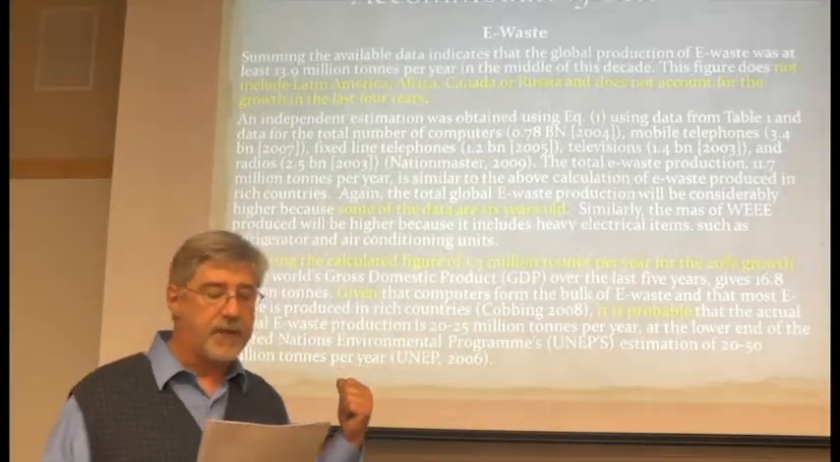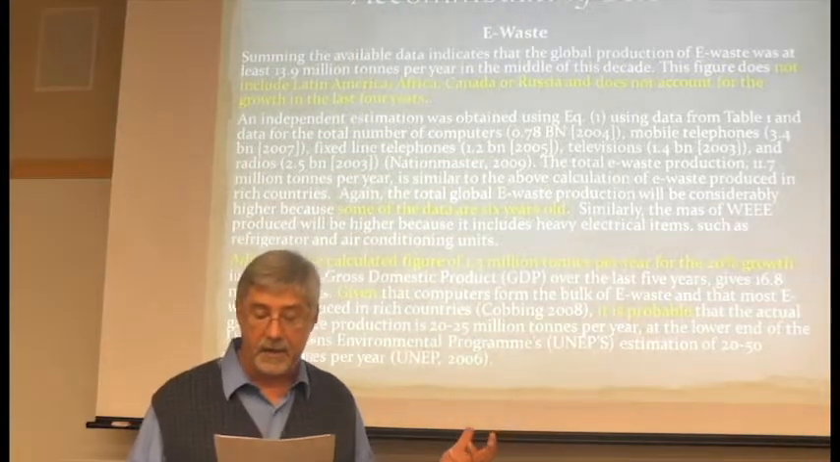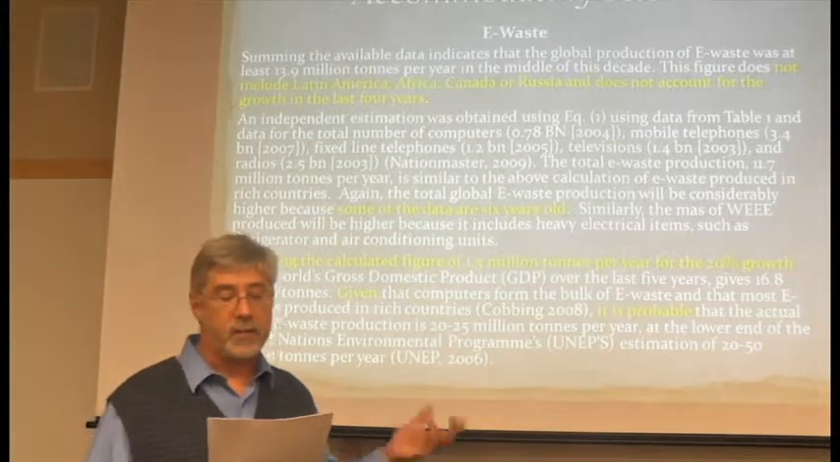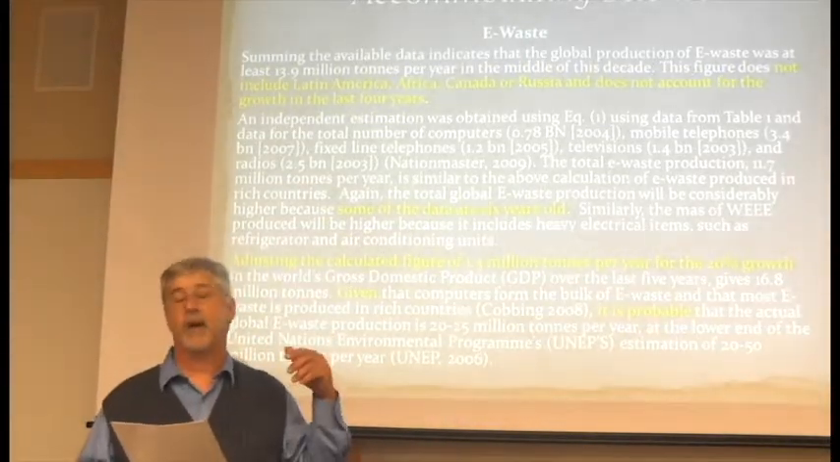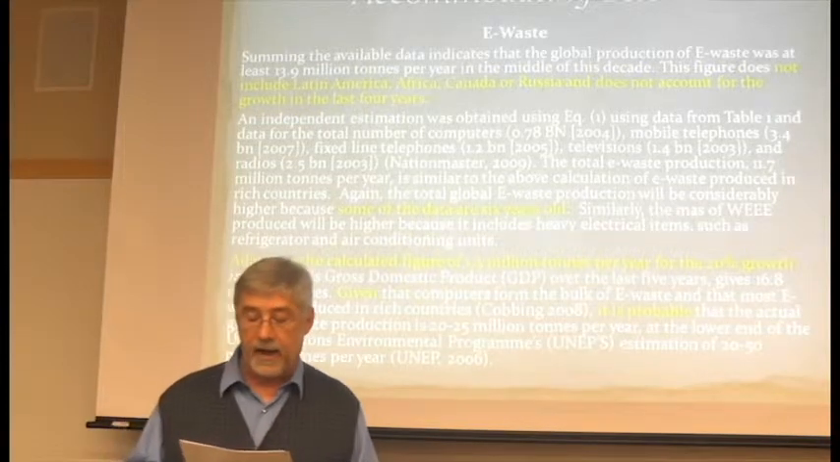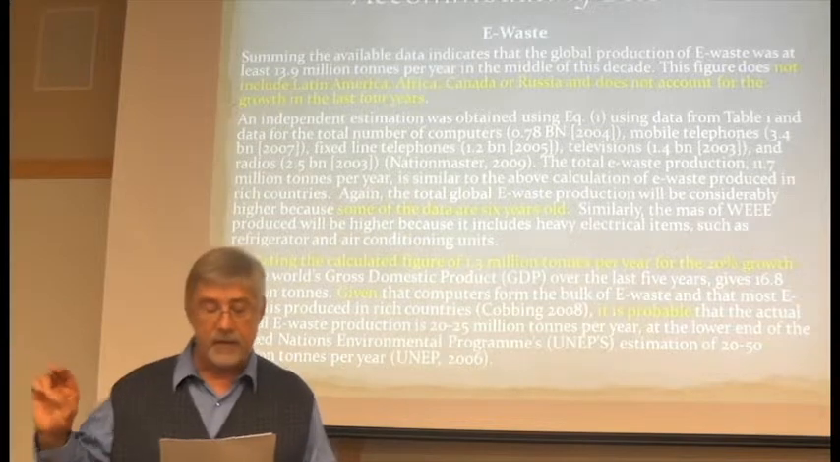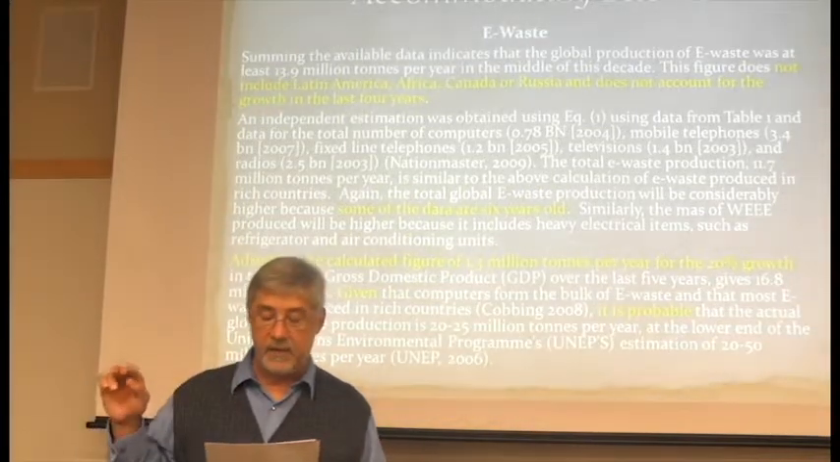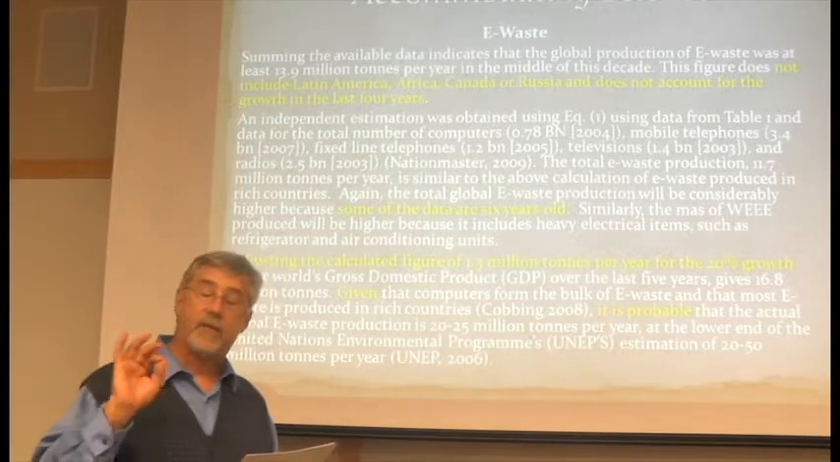It describes how the final figure was reached by multiplying the figure 13.9 million tons per year by a 20% GDP growth rate. That is, here are our assumptions. Here's how we work out the algorithm. It qualifies its final estimate by saying it is probable that the figure is 20 to 25 million tons a year. The e-waste article provides citations for every piece of its data.